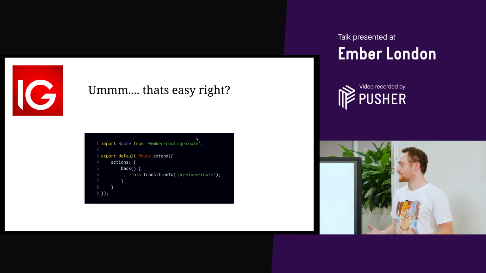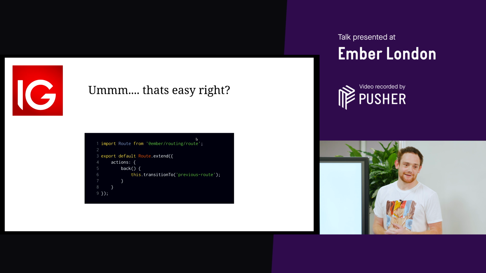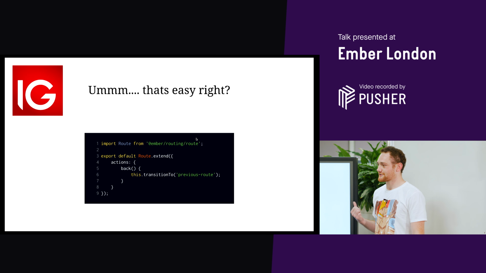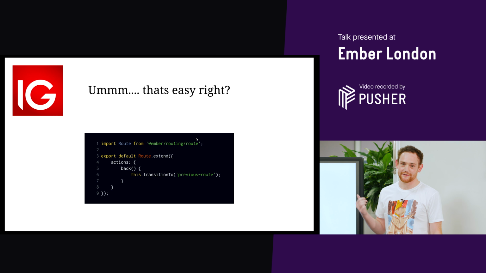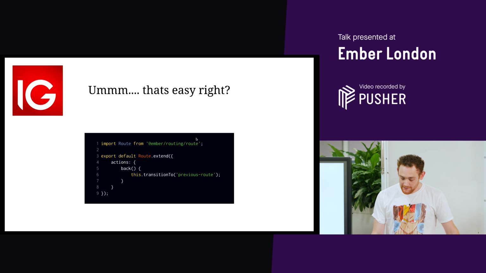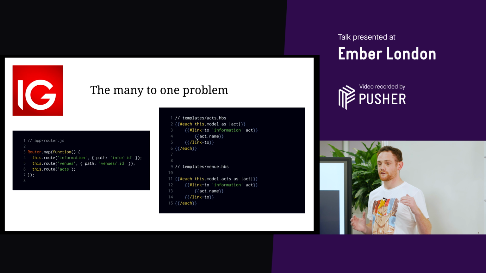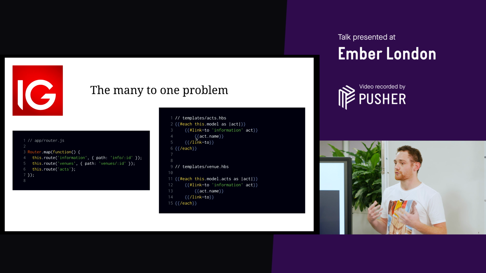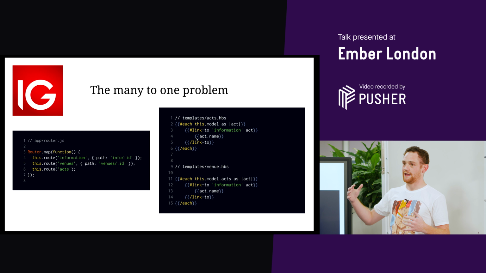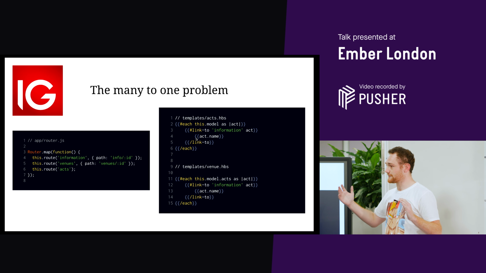So, first thoughts, right? That's easy. You put a back action, you do this.transitionTo, you go to the previous route, and that's all fine. But the thing that I ran into was when I had many routes mapping to a single one. The reason this became an issue is that the router is not necessarily a direct map to the navigation stack that you want to build here.